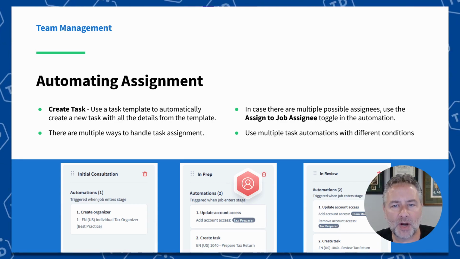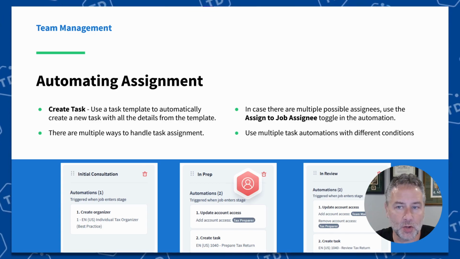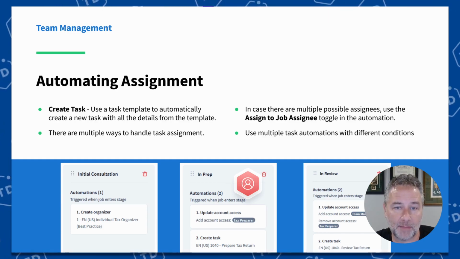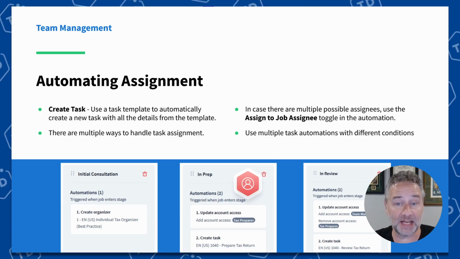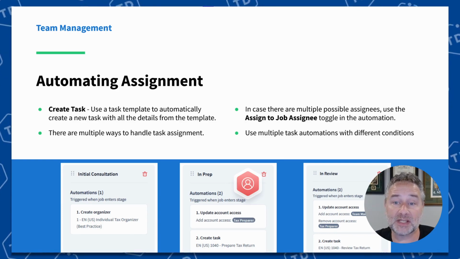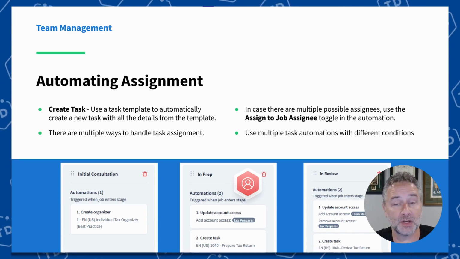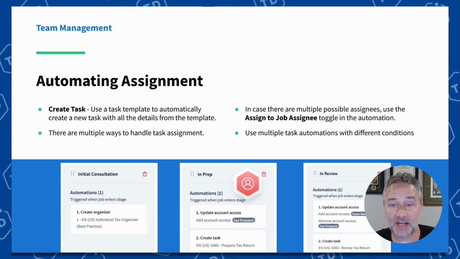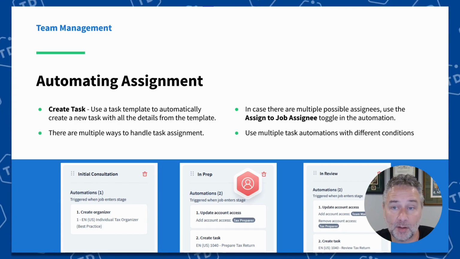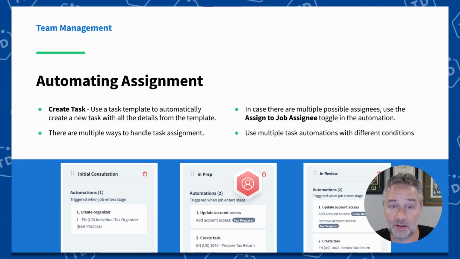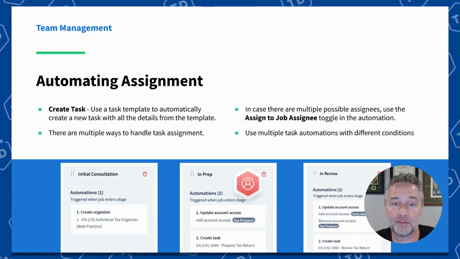But to summarize this option briefly, you can have multiple task automations that have different assignees, and you can set up conditions to trigger the correct client groups. So, Preparer 1 takes care of client group 1. Preparer 2 takes care of client group number 2, and so on.